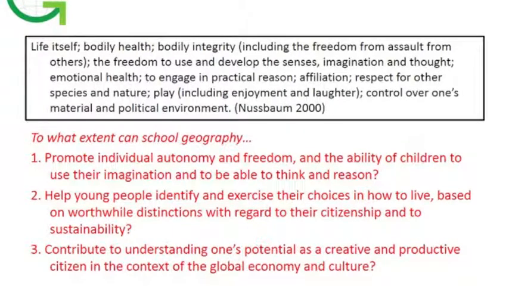Martha Nussbaum identified a set of capabilities she feels are the minimum for a person to be able to live and function successfully in the world. And these are on the screen here. We have identified 3 in particular to focus on. We are asking, to what extent can school geography promote individual autonomy and freedom, and the ability of children to use their imagination and to be able to think and reason. 2. Help young people identify and exercise their choices in how to live, based on worthwhile distinctions with regard to their citizenship and to sustainability. And 3. Contribute to understanding one's potential as creative and productive citizens in the context of the global economy and culture.